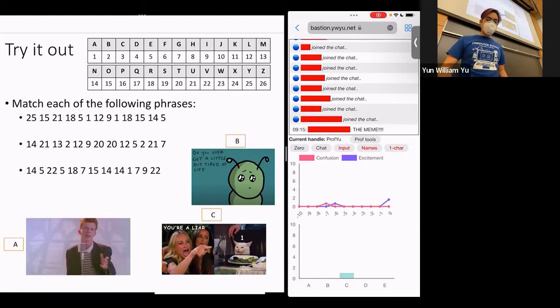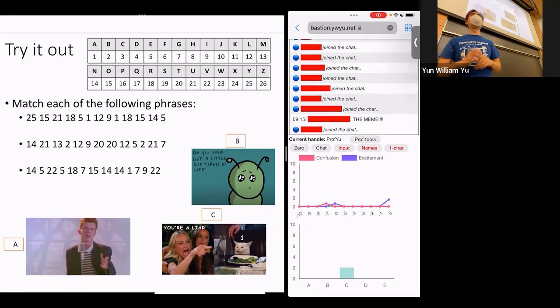For the record, yes, C is the meme that was posted in the chat on Monday. I'm basically putting this here to prove to you that I did actually go back and look at it.